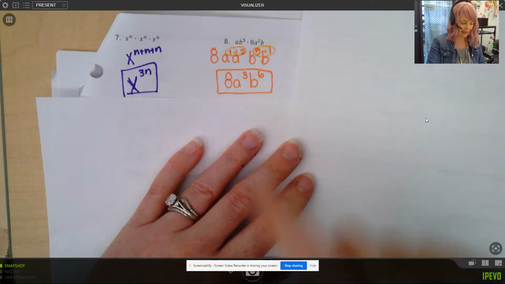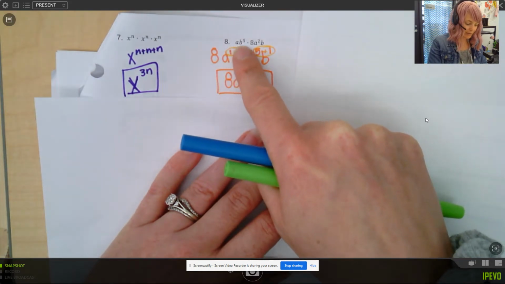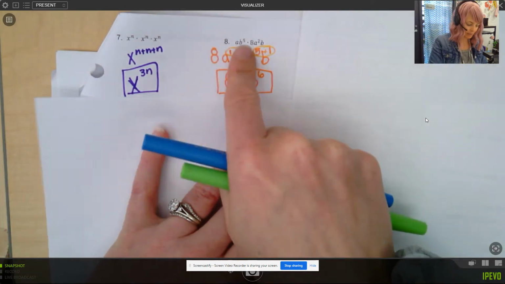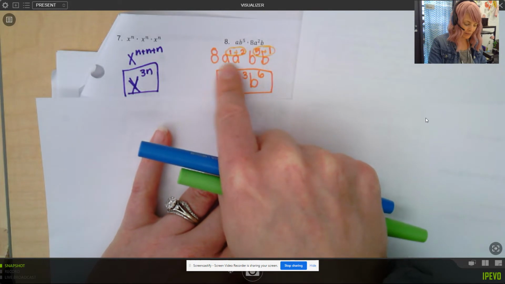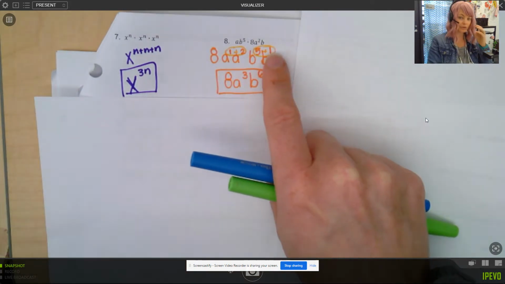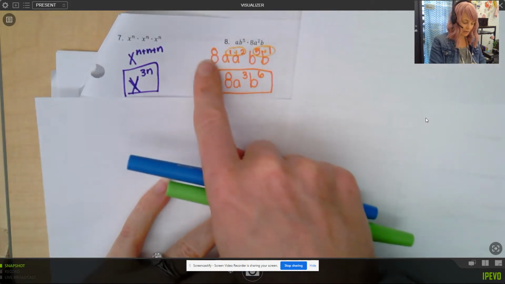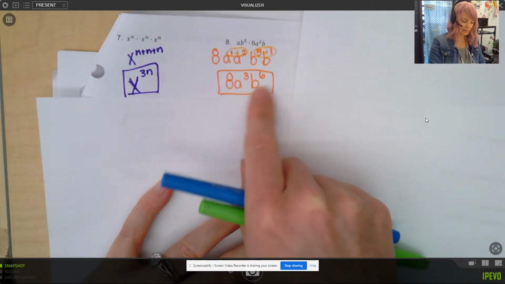Number 8, we have a b to the 5th and 8a squared b. Again, move around your factors. Everything's being multiplied here, so I'm going to bring my 8 in front, bring my a's next to each other, and my b's. If there's no exponent there, it's to the power of 1. So here we have 8, a to the 3rd, b to the 6th.